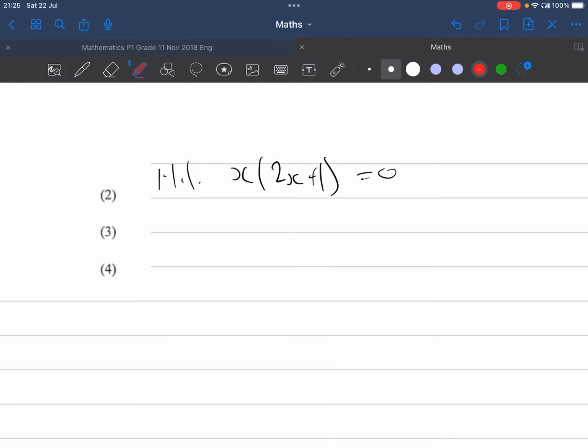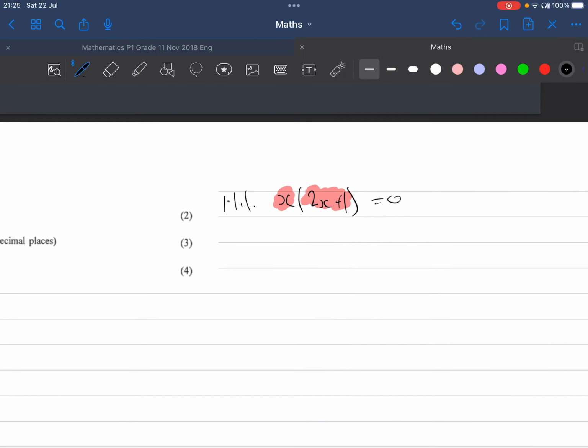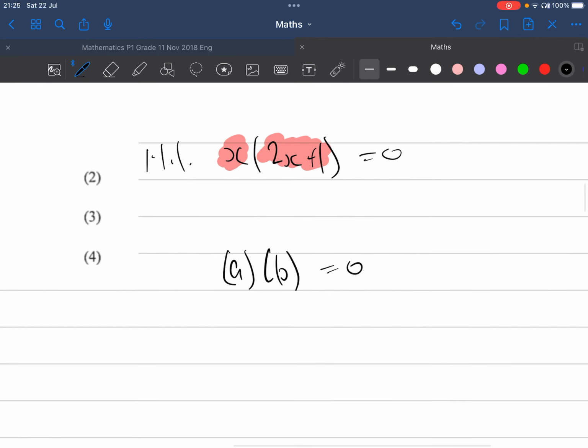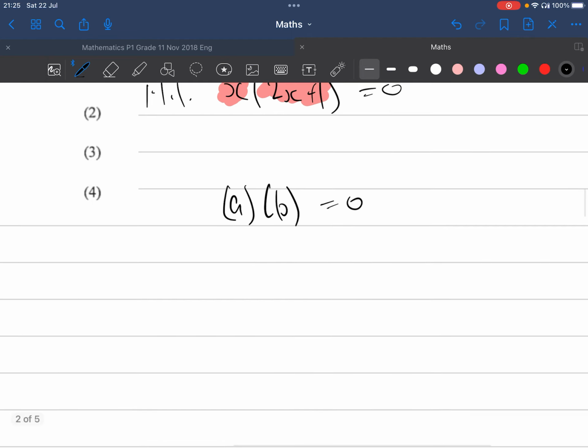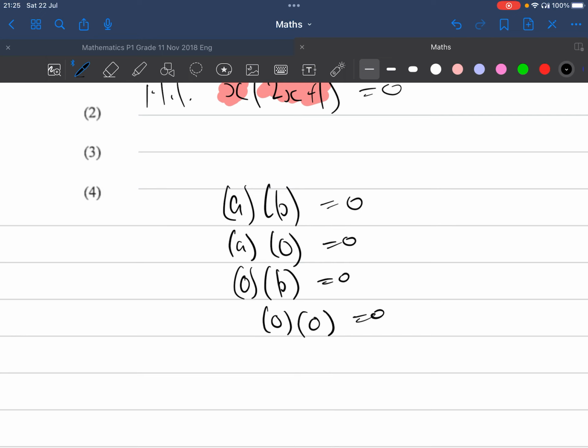Well, they've already factorized it for us, so we have two factors. We have x and 2x plus 1. Now remember, if you multiply two numbers together, let's say a and b, and they have to equal 0, the only way for this expression to equal 0 is if one or both of the numbers are 0. So if I have a times 0, so we're saying that b is 0, then we'll get 0. Or the other way around, 0 times b will give us 0, or 0 times 0 gives us 0.